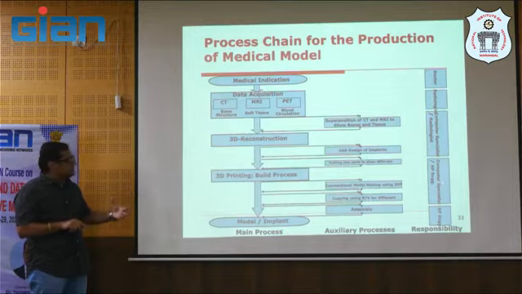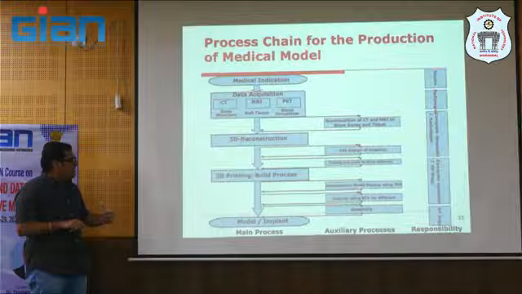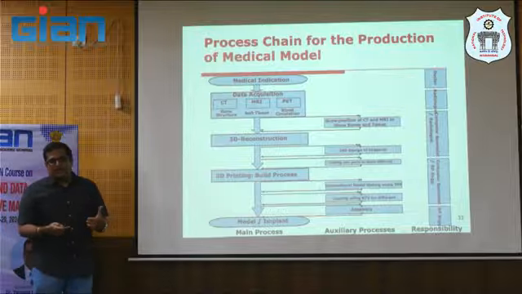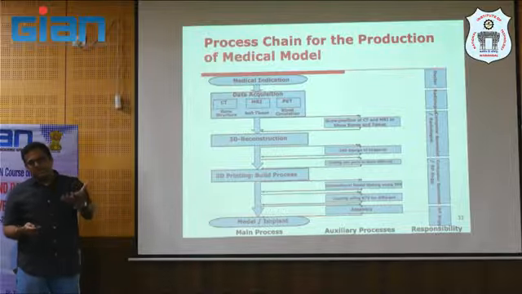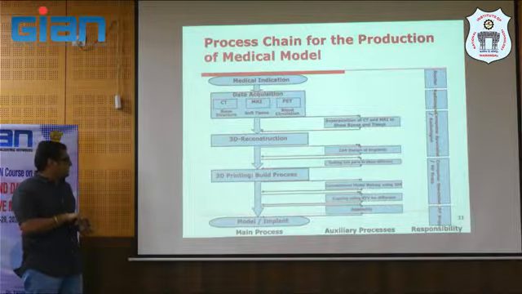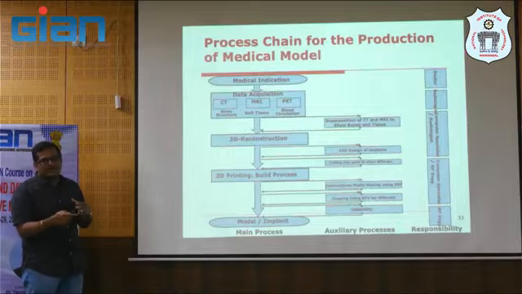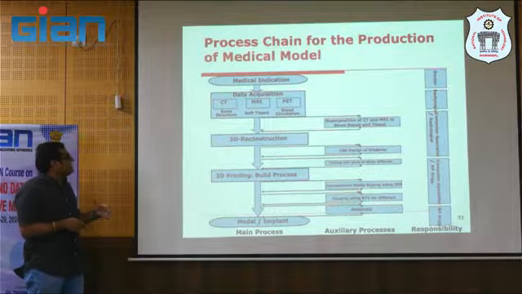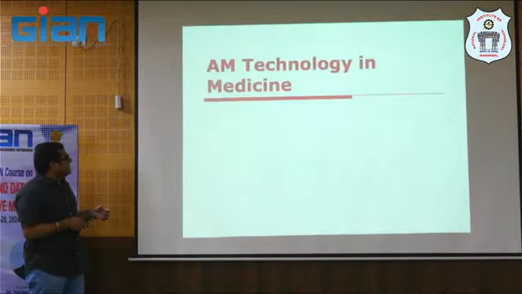And of course you sit with the surgeon, helping him. Basically it's an interdisciplinary kind of research, right? You need a lot of collaboration with the doctor, surgeon, and radiologist. Finally, again the doctor or the patient is going to be the end user, right? So you started with the patient and end with the patient. So this is a typical process chain.